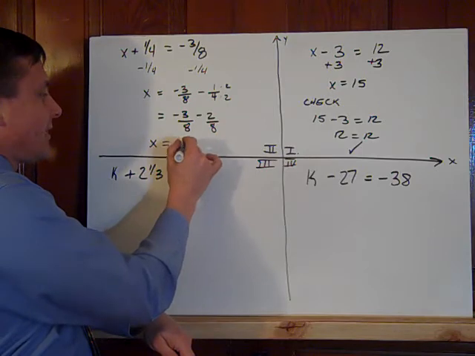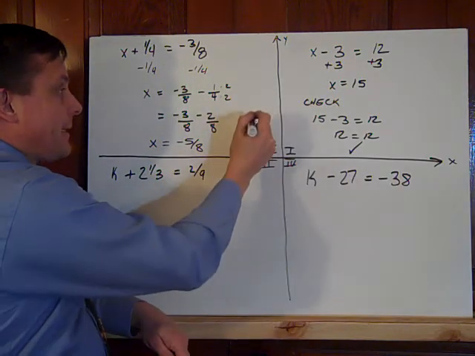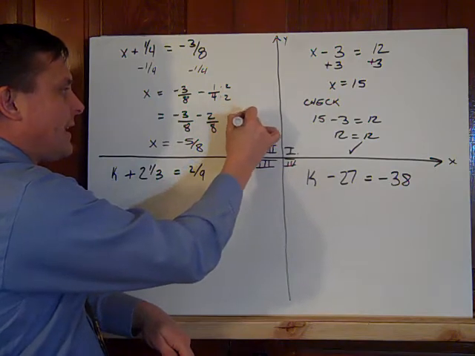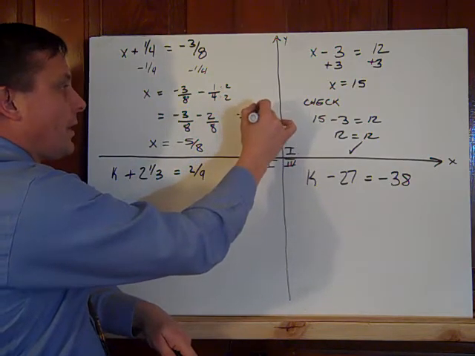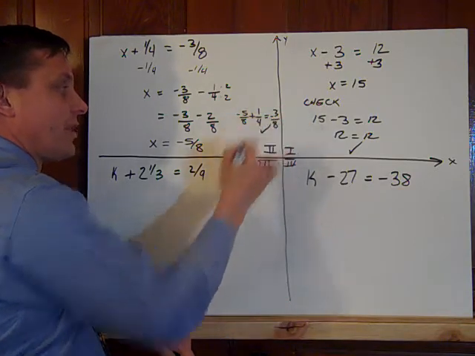Again, if I want to check that, I go back to the original problem and I simply plug it in. Negative 5/8 plus 1/4 is negative 3/8. You check that out and it checks out.